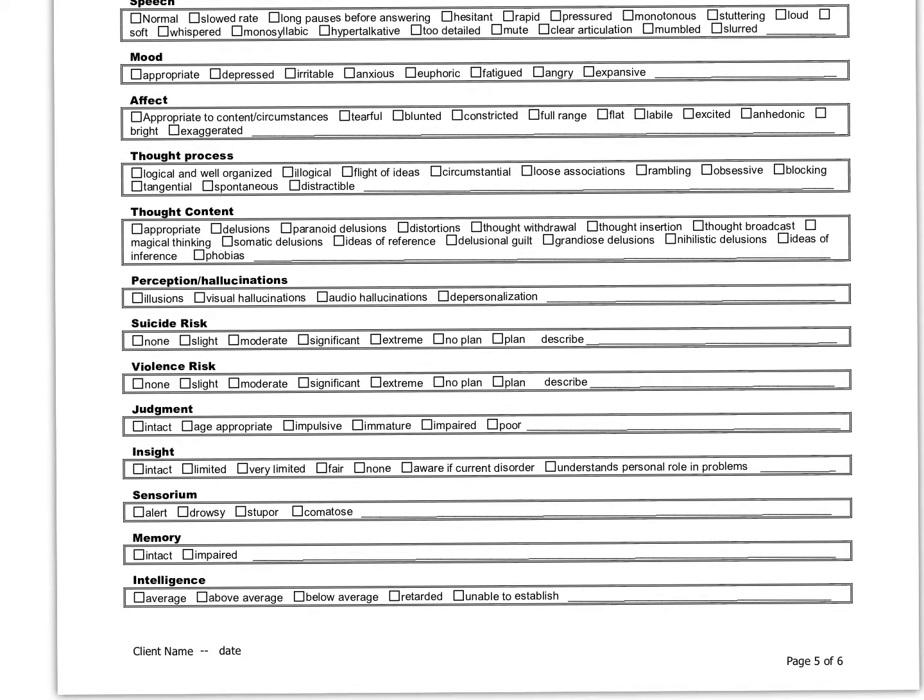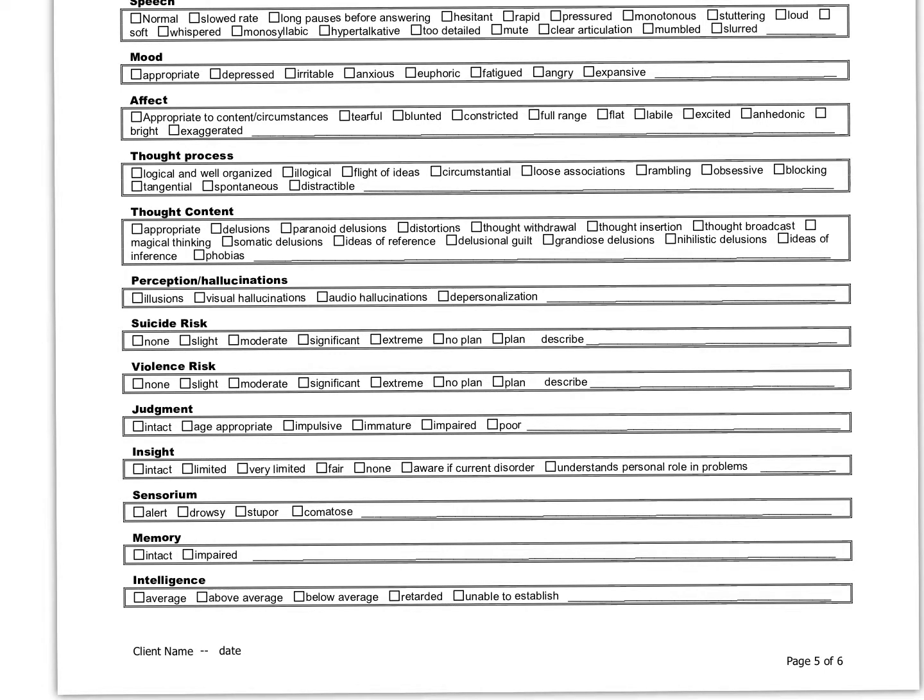How about their thought process? Was it logical and well organized? Was it illogical? Did they seem to have a flight of ideas? Was it circumstantial? Did they have loose associations? Was it rambling, obsessive? Did they seem to have a blocking in their thought? Was it tangential? Was it spontaneous? Were they easily distracted?